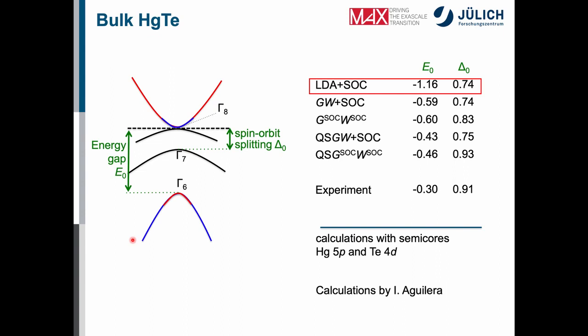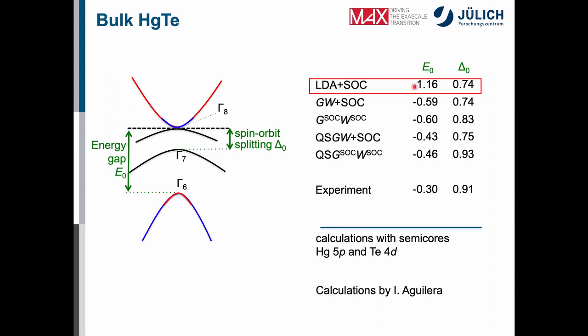As an example, we consider mercury telluride. Mercury telluride exhibits an inverted band gap at the gamma point. The valence band acquires the orbital character of the conduction band and vice versa. In such a situation, one defines the band gap with a negative sign. Another important parameter in this band structure is the spin orbit splitting. Theoretical values of these parameters are compiled in the table together with experimental measurements.